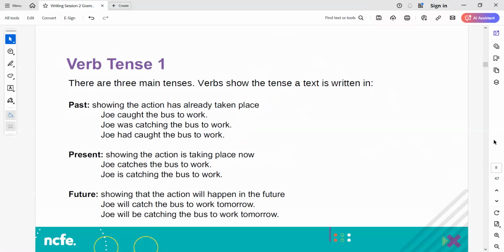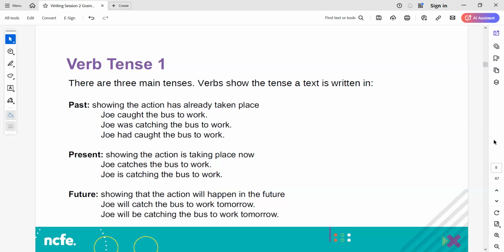Joe caught the bus to work. Joe was catching the bus to work. Joe had caught the bus to work. The present tense shows the action is taking place now. So it's describing something that is happening now. Joe catches the bus to work. Joe is catching the bus to work.